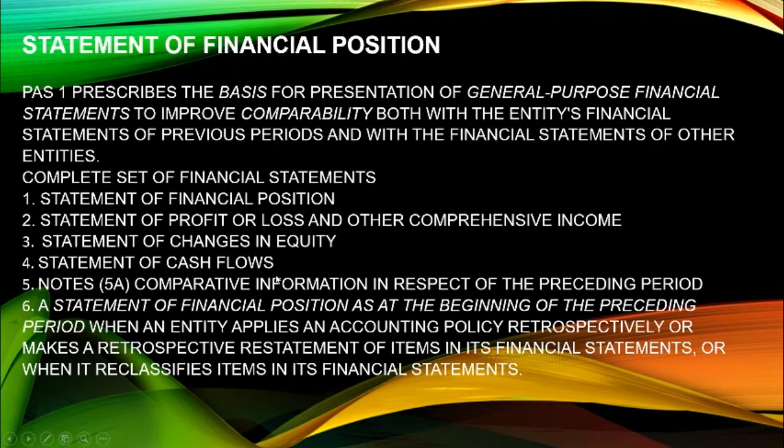During our time, we had only 4, but as of this generation, we have the notes, comparative information in respect to the preceding period, and the statement of financial position as at the beginning of the preceding period, when an entity applies an accounting policy retrospectively or makes a retrospective restatement of items in its financial statements, or when it reclassifies items in its financial statements. In short, these are the requirements for a general purpose financial statement.